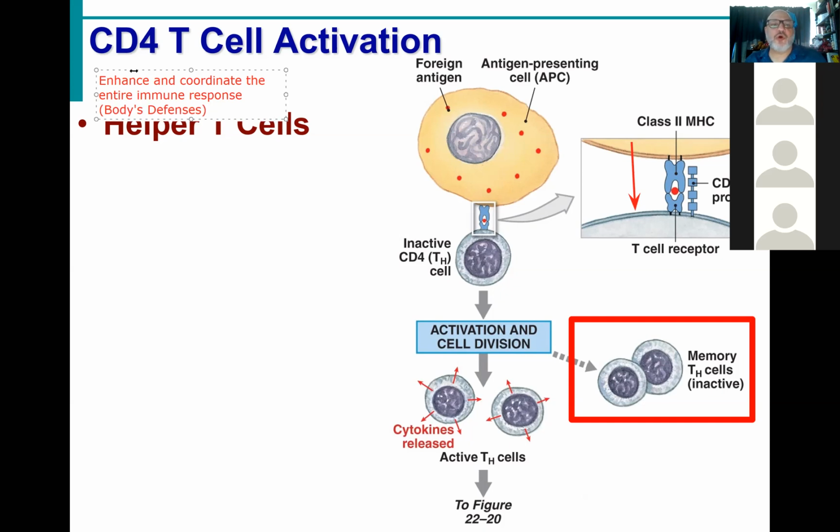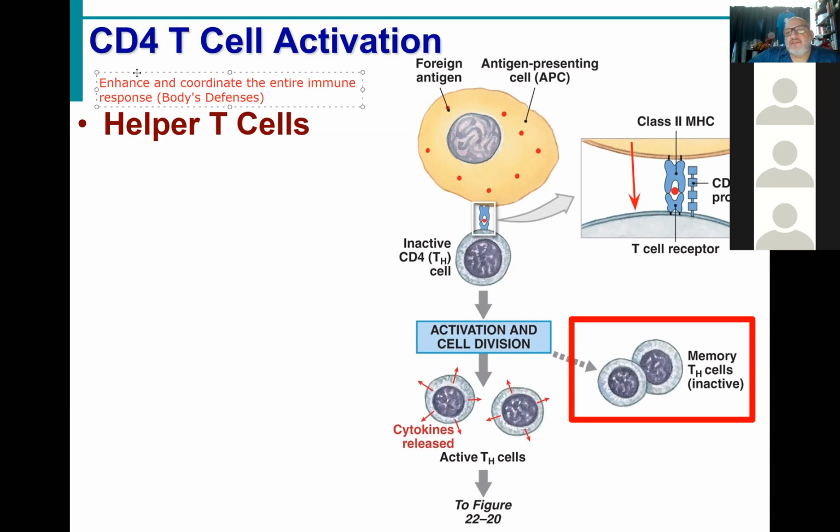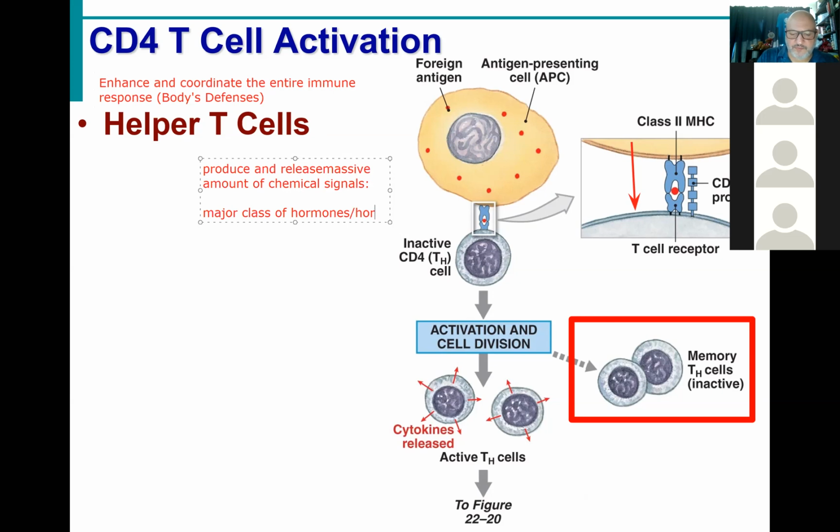Now, if it's going to control all of these things, how's it going to do it? It's got a big megaphone and it yells supportive things. That was sarcasm. How does it communicate? There you go. Chemical signals. Absolutely. These cells produce and release a massive amount of chemical signals. And as we talked about, these are a major class of hormones or hormone-like proteins called cytokines.